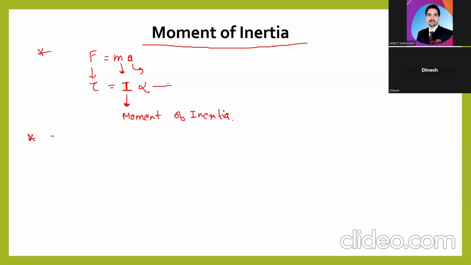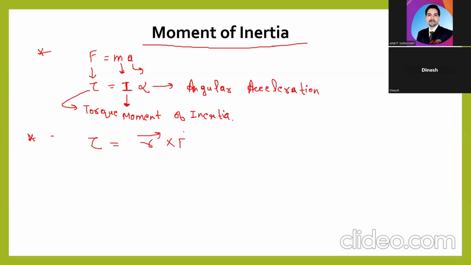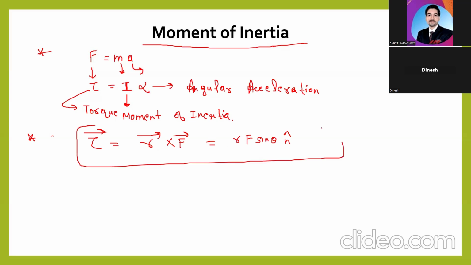Alpha is angular acceleration, and tau is torque. And I think we have learned this formula also: tau is equal to r cross F, which is r F sin theta. In vector form, we have learned like this, with direction given by the unit vector.